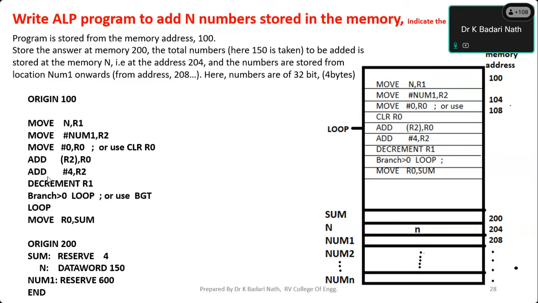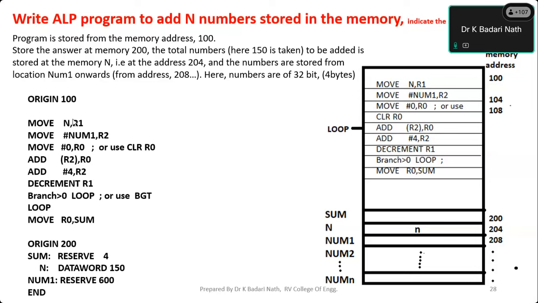10 times. After 10 times is completed, then you come back to the instruction next to the branch instruction. So here what we do, the total answer which is there in the R0 register, I'm taking that value and moving it to the sum. So this is the overall, the final program to add the set of numbers.